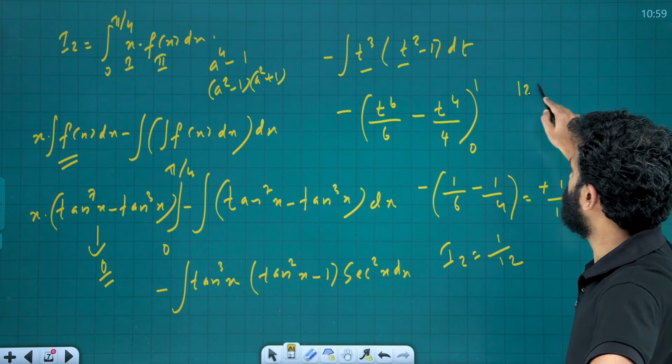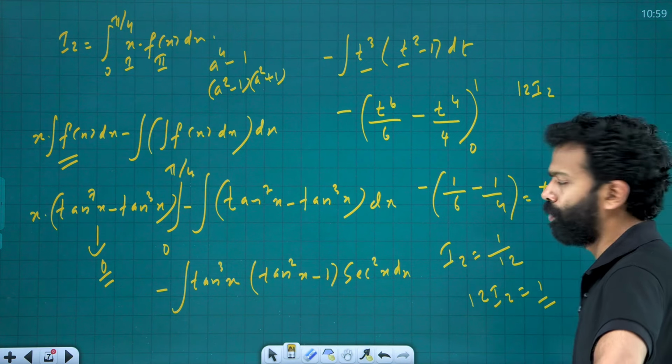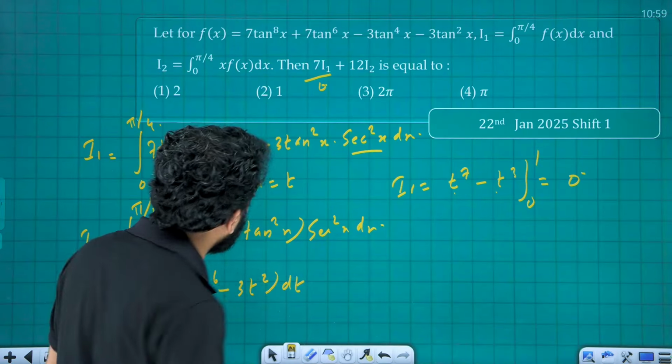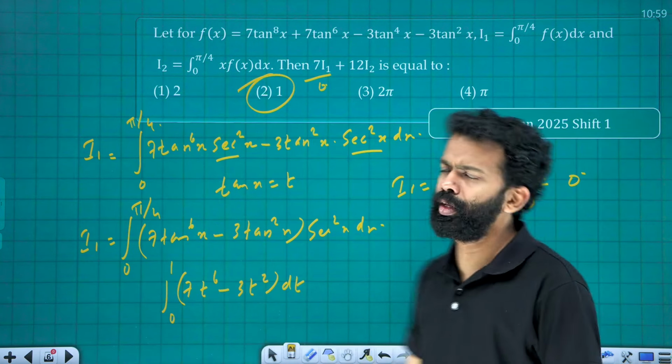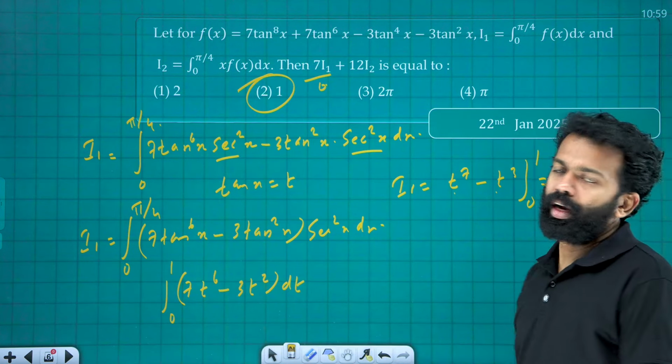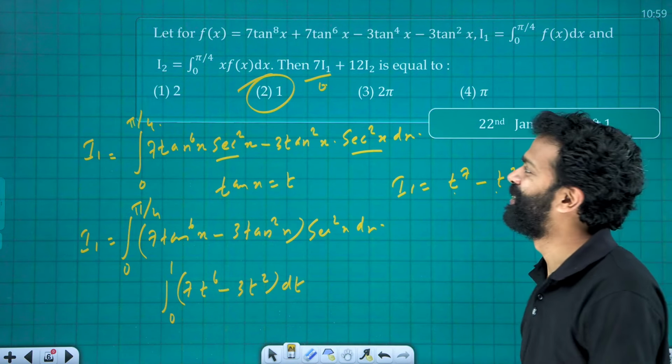I think you need to find 12 I2, right? And 12 I2 will be what? 12 I2 will be equal to 1. Therefore, what is the final answer for this one? Yeah, 12 I2. The answer for 12 I2 is equal to 1. That's over. Done, understood. A very easy one and doable one also. Okay. Next question.